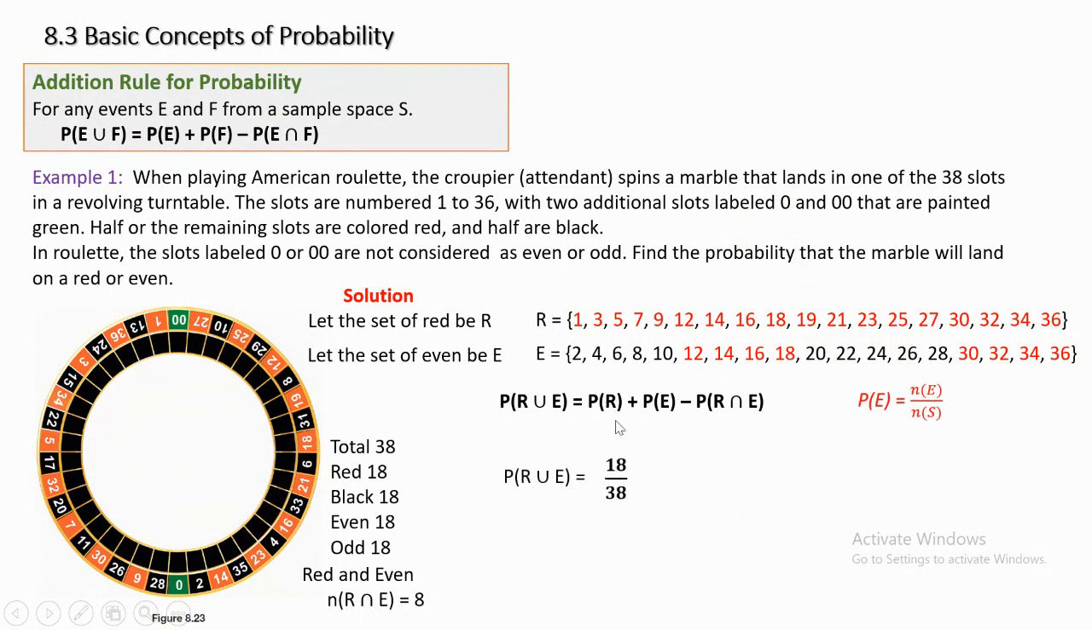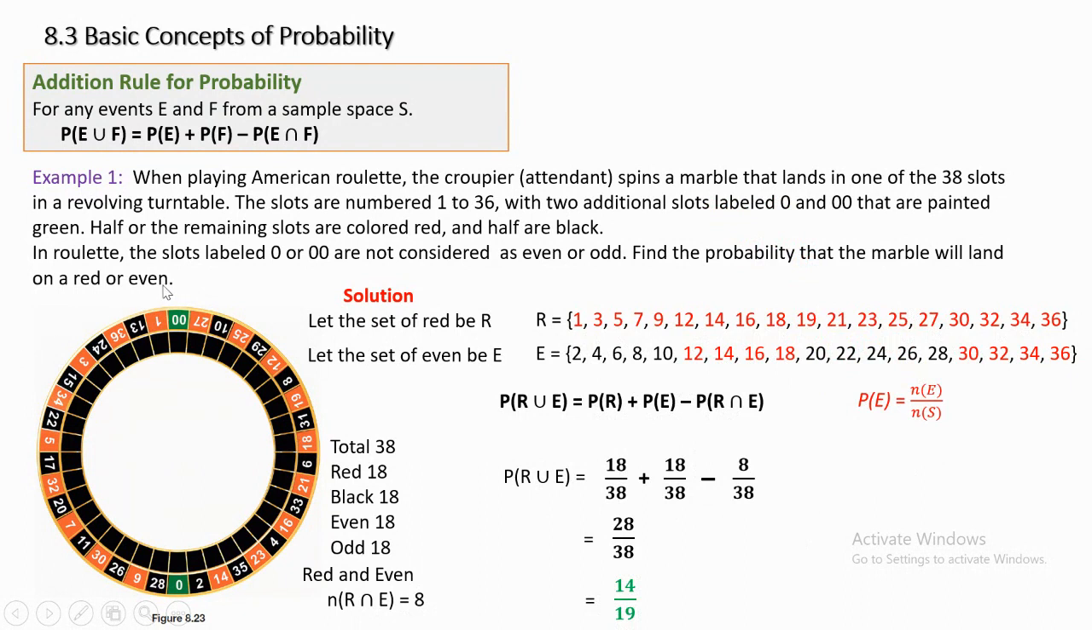So here we go. How many are red? Isn't it 18? 18 are red. How many are even? There's also 18, right? And then minus, where does the red and even intersect, the set R and E? So it's going to be 8, right? So it was this one here, red and even, 1, 2, 3, 4, 5, 6, 7, 8. So minus 8 over 38. So it's going to give us 28. So the answer will be 28 over 38. Simplify it, it's going to be 14 over 19. So that's my solution.